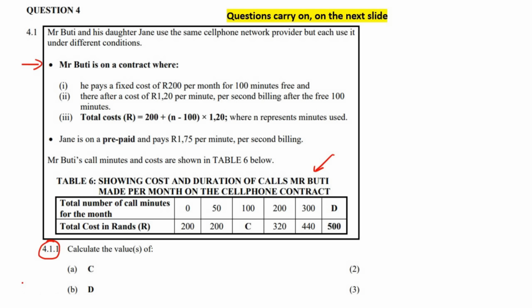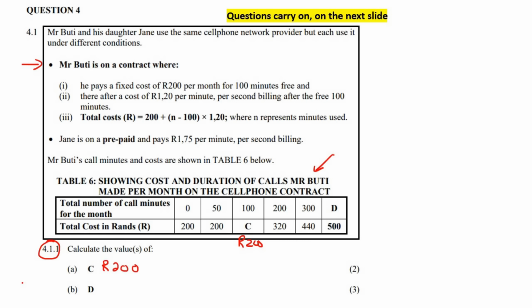Okay? Now, what if he uses 100 minutes? Well, then he's still going to pay 200 Rand because he's allowed to use 100 minutes for free. It's only when he goes after the 100 minutes, then he starts paying a little bit extra. So C will be 200 Rand as well.